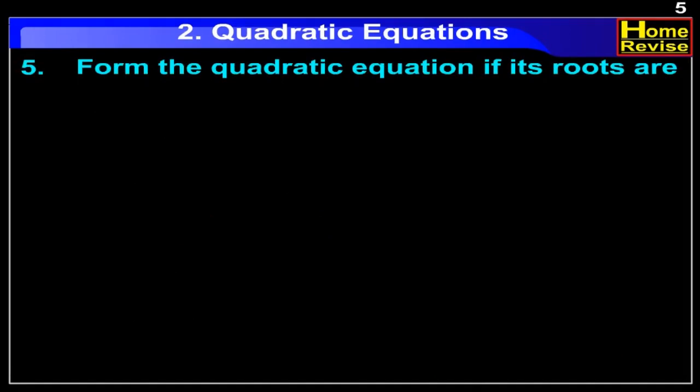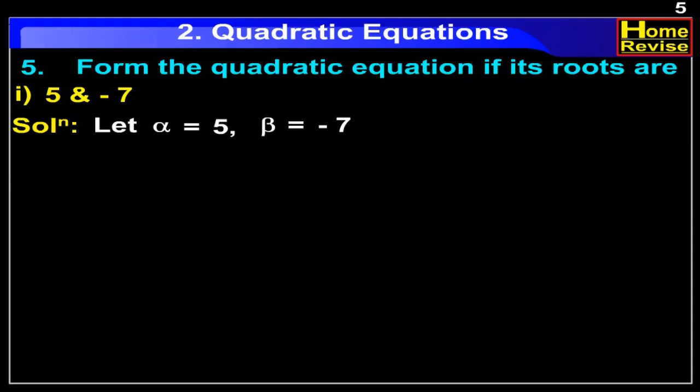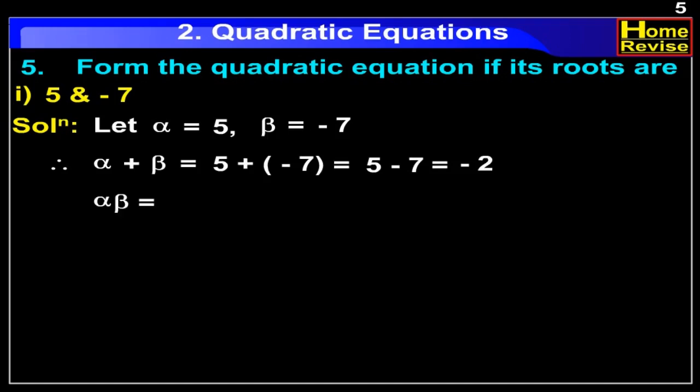Form the quadratic equation if its roots are, number 1, 5 and minus 7. Solution. Let alpha is equal to 5 and beta is equal to minus 7. Therefore, alpha plus beta is equal to 5 minus 7, which is equal to minus 2. And alpha into beta is equal to 5 into minus 7, which is equal to minus 35.